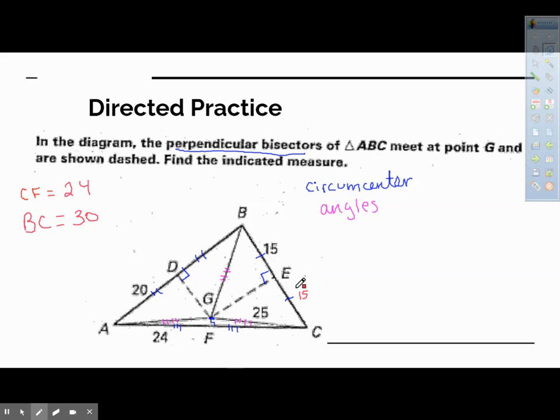All right, the next one wanted us to find BG. What do you think the length of BG will be? BG is marked congruent to GC, which is also congruent to GA. And if GC is 25, AG would be 25, and BG would also be 25.